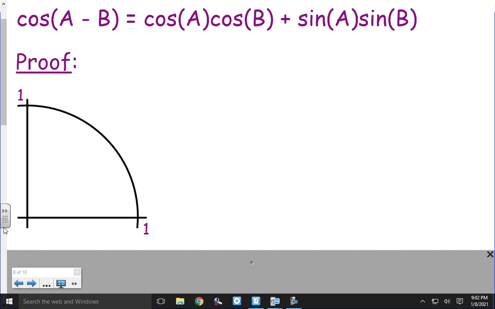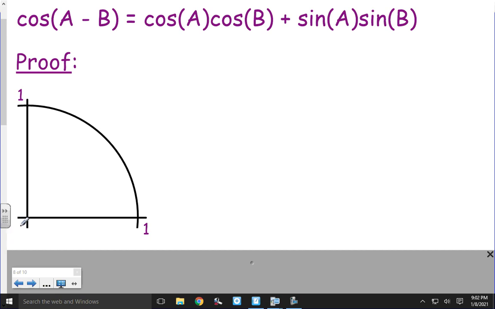It certainly could be the unit circle here, but I'm just saving some space. So for the purposes of this proof, we're going to sketch this in the first quadrant, but realize that we could sketch these angles anywhere we want. In fact, I'm going to also sketch angle A to be the larger angle. But again, technically it doesn't say that A and B have to be of any particular size. It doesn't say that A has to be greater than B or anything like that.